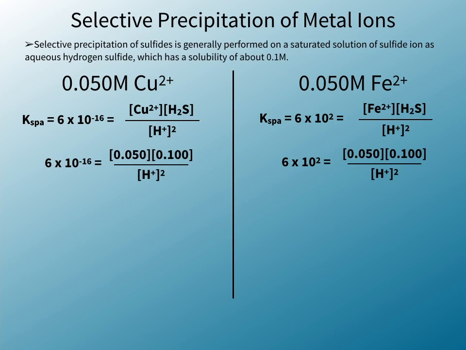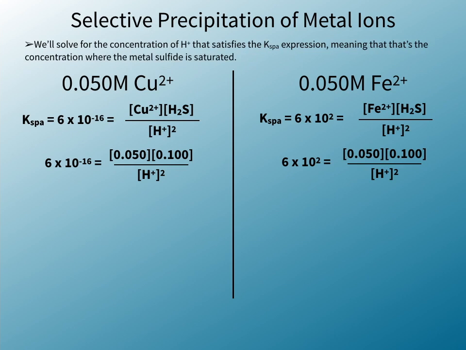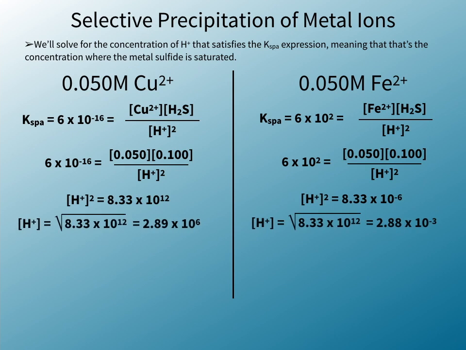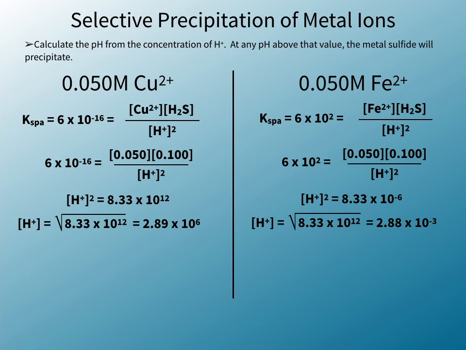Selective precipitation of sulfides is generally performed on a saturated solution of sulfide ion as aqueous hydrogen sulfide, which has a solubility of about 0.1 molar. We'll solve for the concentration of H+ that satisfies the Kspa expression, meaning that that's the concentration where the metal sulfide is saturated. Calculate the pH from the concentration of H+. At any pH above that value, the metal sulfide will precipitate.